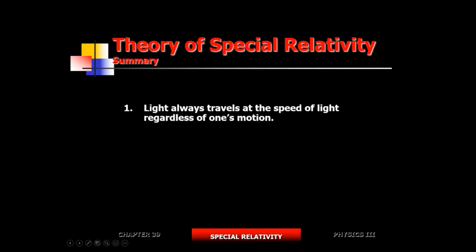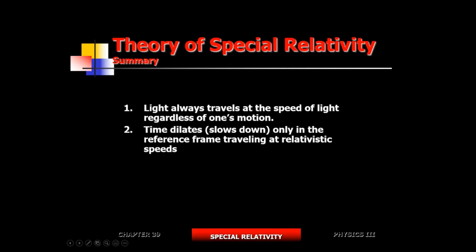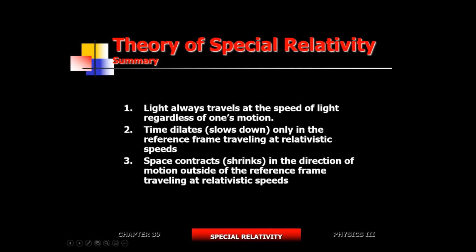All right, so summing up to this point, the light is always going to travel at the light speed, regardless of your motion. Light always travels at the light speed relative to you, regardless of your motion. Time is going to slow down when you're moving at relativistic speeds, relative to an Earth reference frame. Space is going to contract outside of your reference frame, only in the direction of motion.